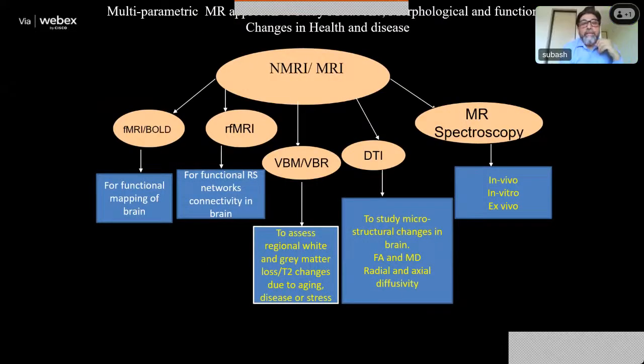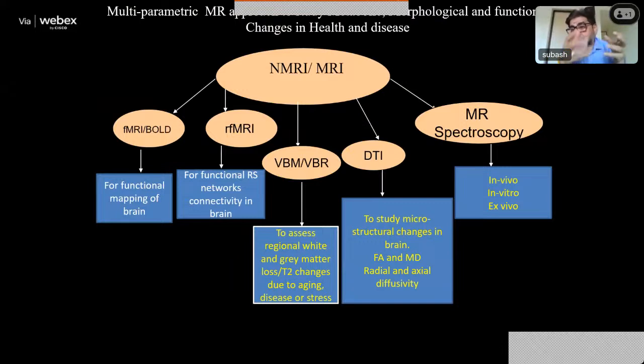Okay. So now, based on these parameters, there are different techniques which have been developed. And if you look at the different contrast parameters, you have fMRI with BOLD sequences, which are used for the functional mapping of the human brain. When the brain is functioning, how to map the areas responsible for a particular function. Resting state fMRI is another very robust technique to see the resting state interconnectivity of the different networks in the brain. And when there is a disease process, the network connectivity in the brain gets affected, which you can measure using resting state fMRI.